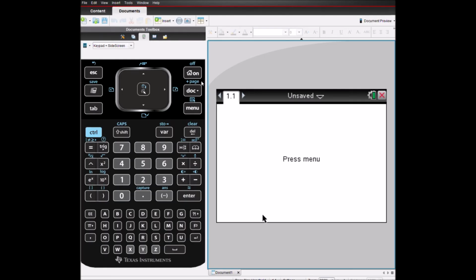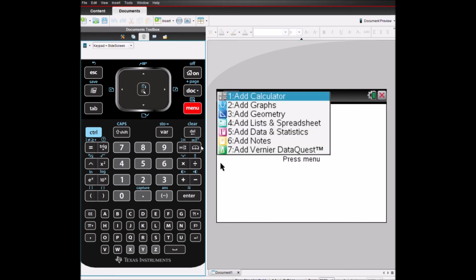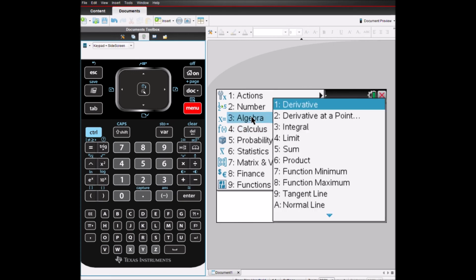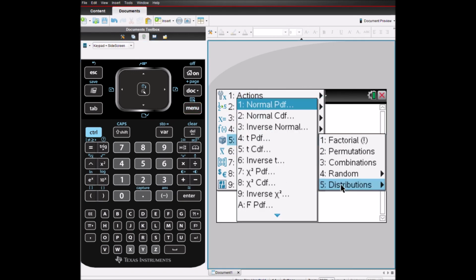So then what we do is we want a calculator page. So here's like a fresh start for a calculator. I'll go ahead and press menu, add a calculator number 1. And then we want probability or statistics like we're used to. Distributions. There should be a chi-square CDF, and that's number 8. So 5, 5, 8. And like I said earlier, there's an inverse chi-square.